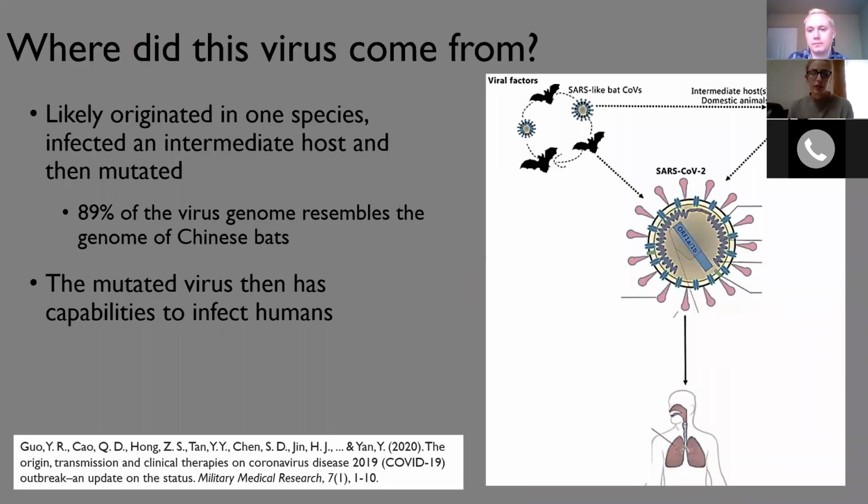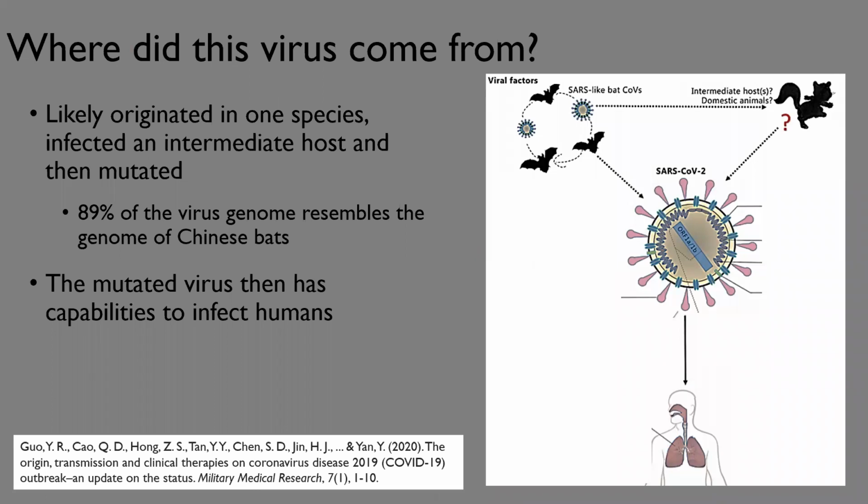So I'd like to start with one question that I see a lot: where did this virus come from? So coronaviruses in general, when you hear about SARS and MERS, are derived from bats. So actually over 89% of this virus's genome of COVID-19 has similarities with that of Chinese bats. So what this means is that it was likely native to bats and it transferred into another animal host. And then somewhere in between there, what happened is the virus mutated and gained the capabilities to infect humans.